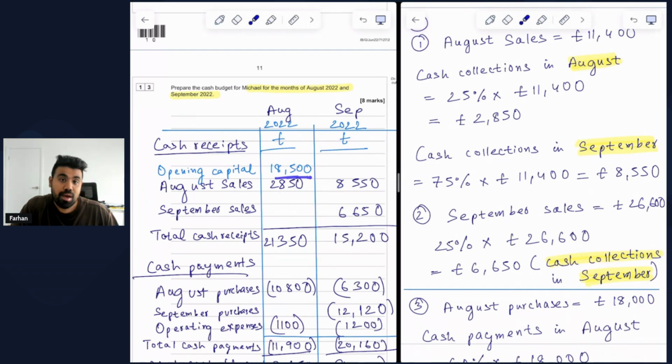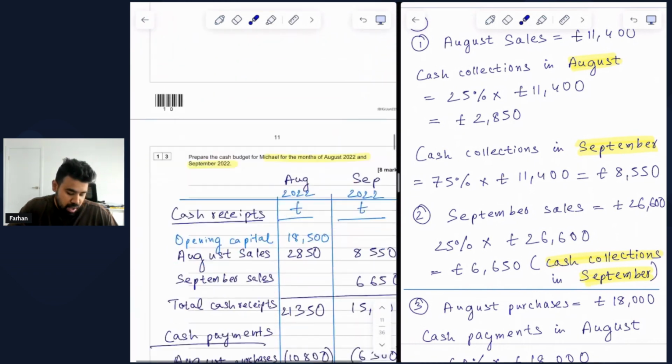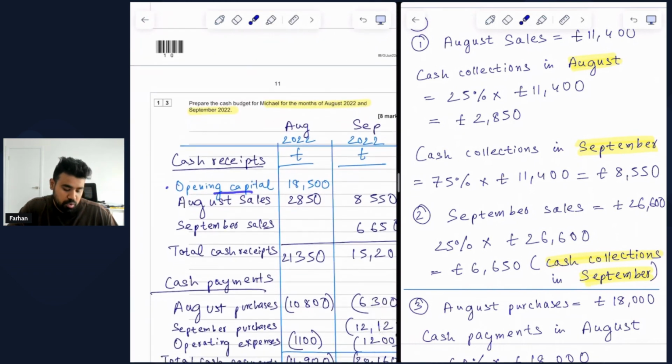So where did that opening capital come from? It's a part of a cash receipt in the sense that if you check the first line of the question, Michael, who started the business just recently, has invested this much of money into the business. So when this money is being invested into the business from the perspective of the business, this is like a cash receipt or a cash inflow. So that is why we're including this as 80,500 at the very beginning under cash receipts as well, which reflects a cash inflow.